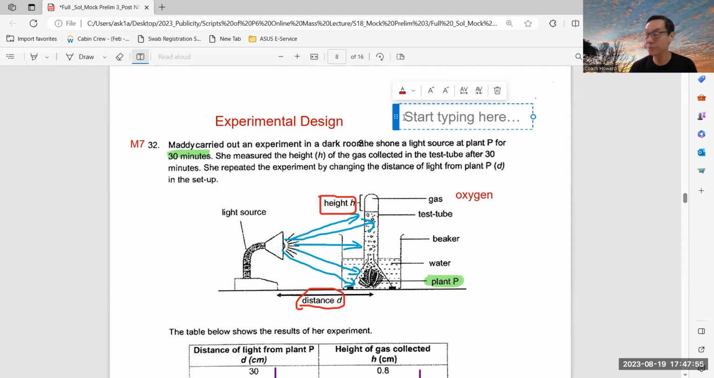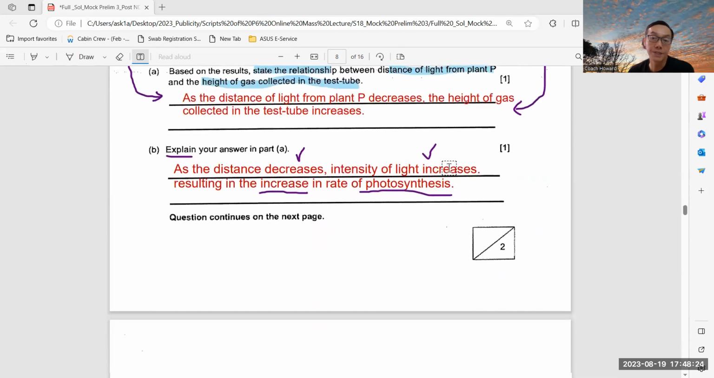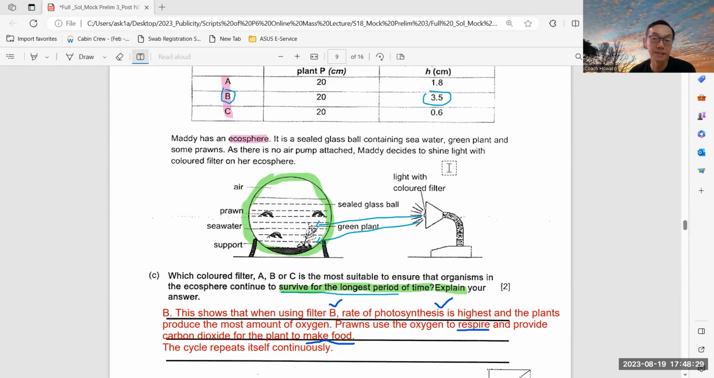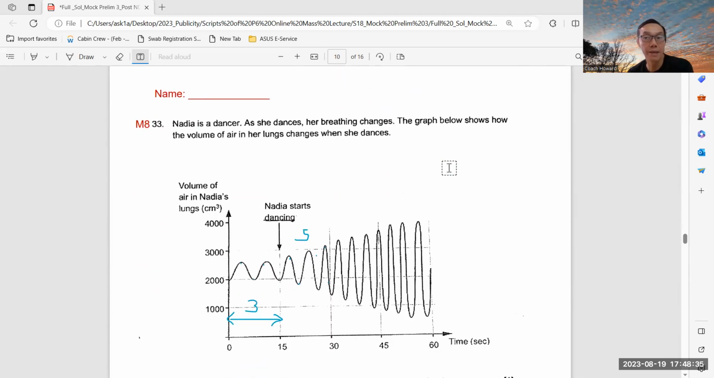Usually such questions in PSLE have quite high weightage, about 8% up to 11%, including MCQ. Experimental design questions appear in PSLE and prelim exams, and can amount to about 8 to 11%. They are testing you about the process of photosynthesis and respiration, mainly photosynthesis in this example. Okay, so now I move on to the next part, M8.